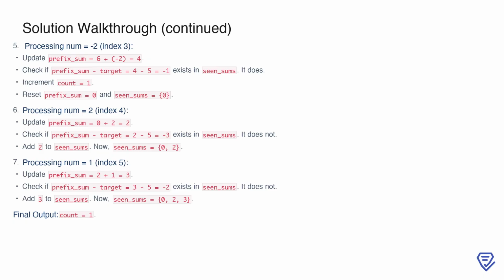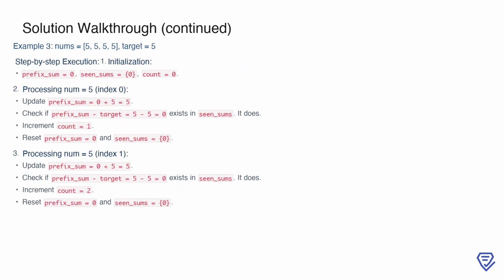For the fifth element, 2 at index 4, we update prefix_sum to 2. The difference between prefix_sum and the target, which is -3, is not in seen_sums, so we add 2 to seen_sums. Finally, for the sixth element, 1 at index 5, we update prefix_sum to 3. The difference between prefix_sum and the target is -2, which is not in seen_sums. Therefore, we add 3 to seen_sums. At the end of this example, the total count of non-overlapping subarrays with a sum equal to the target is 1.